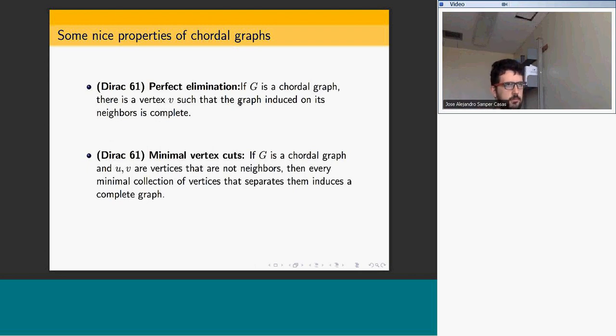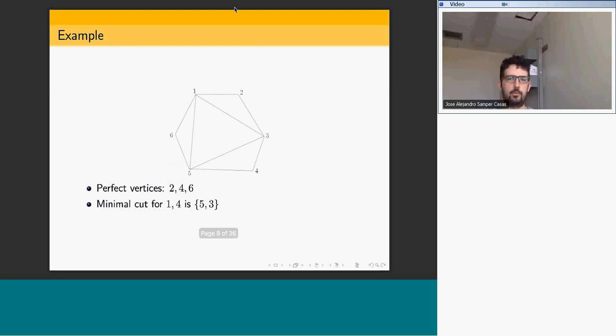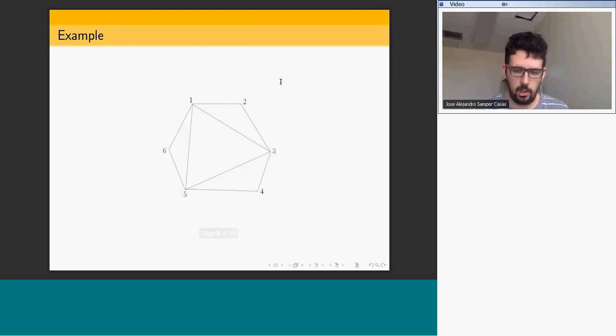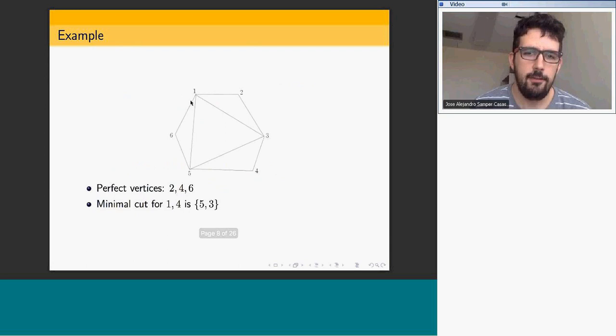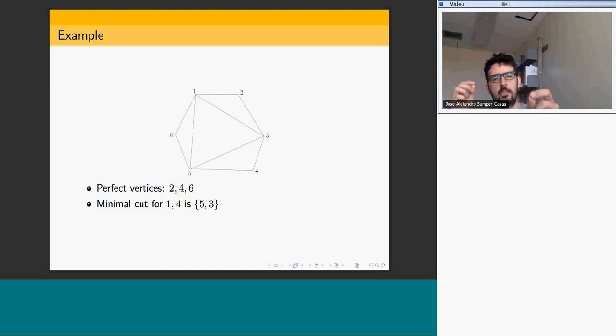The strong minimal cuts and minimal cuts are rather trivial. Let's try to understand a few cuts here. For example, if I look at the vertices 1 and 4, we have a split. You can see that 1 is connected to 4, 5 and 3, and 4 is connected to 5 and 3. So you only have to remove those two, and that's the only minimal cut.